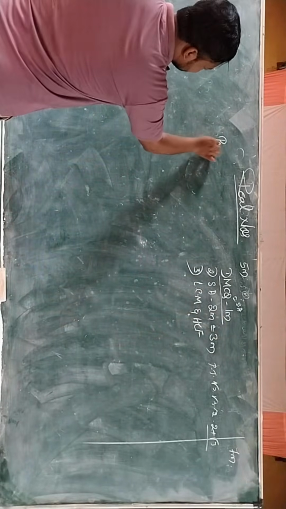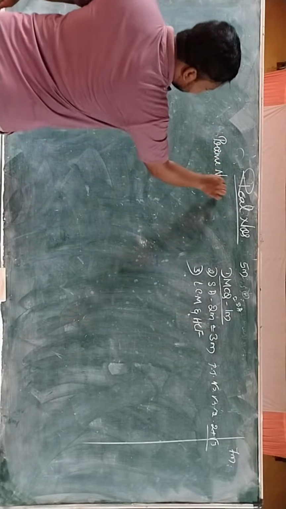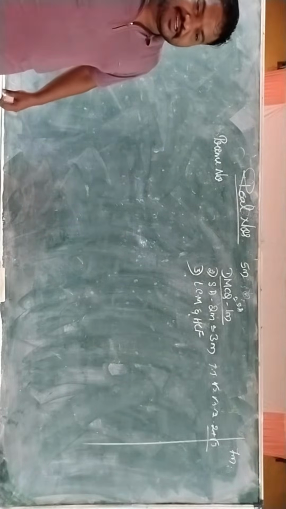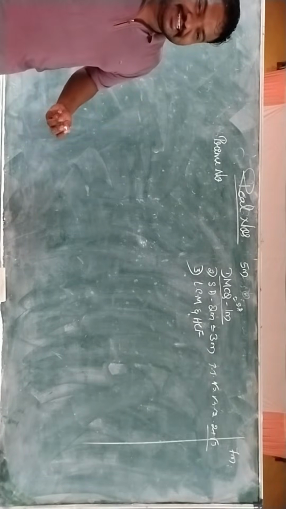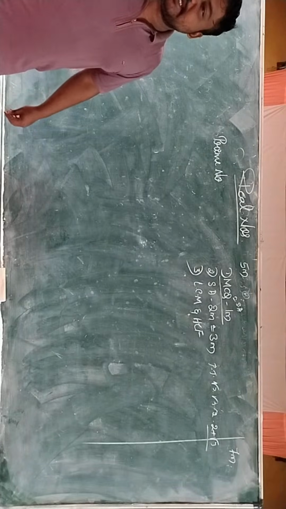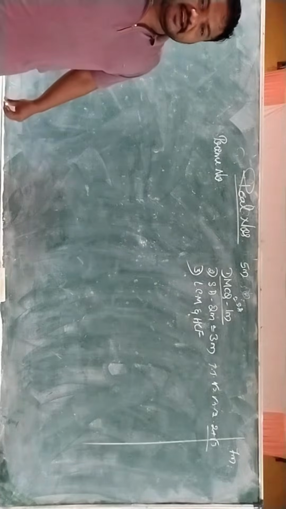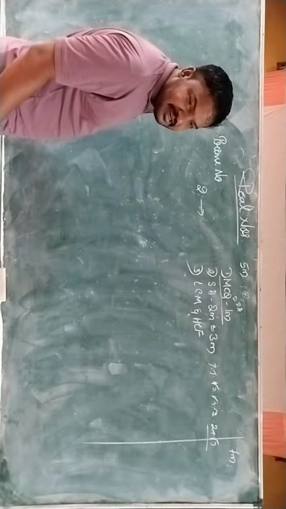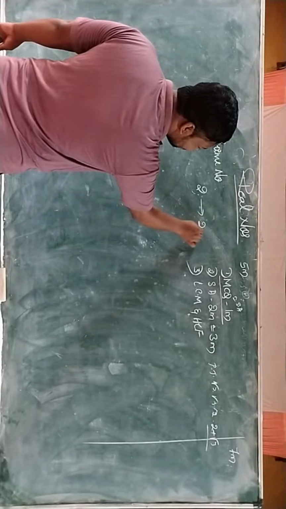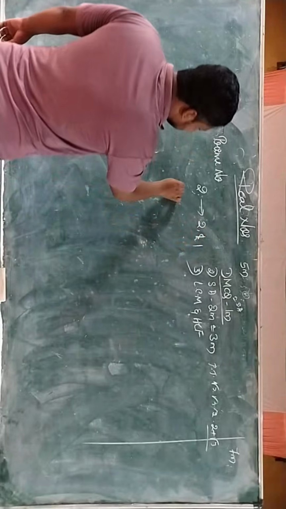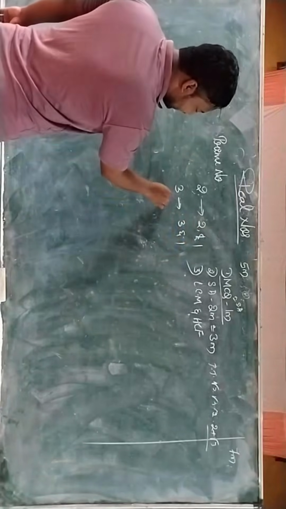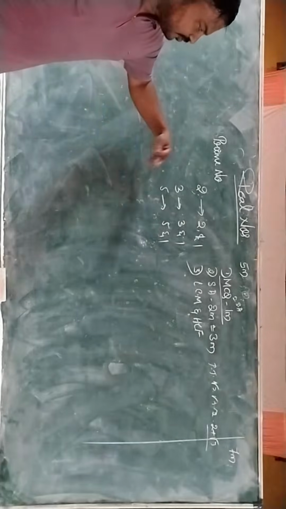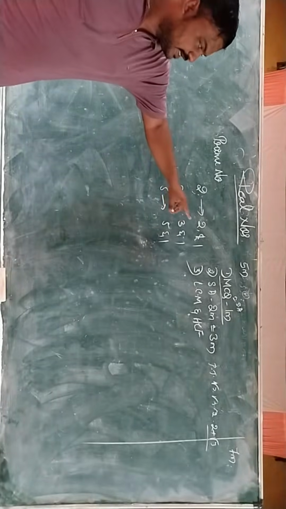First, prime number. Do you know what is prime number? Numbers which are having exactly 2 factors, 1 and itself. Correct? For example, 2. Is 2 a prime number? Yes, because 2 has only 2 factors, 2 and 1. 3, yes, 3 and 1. 5, yes, 5 and 1. So prime number means a number which has only 2 factors, 1 and itself.